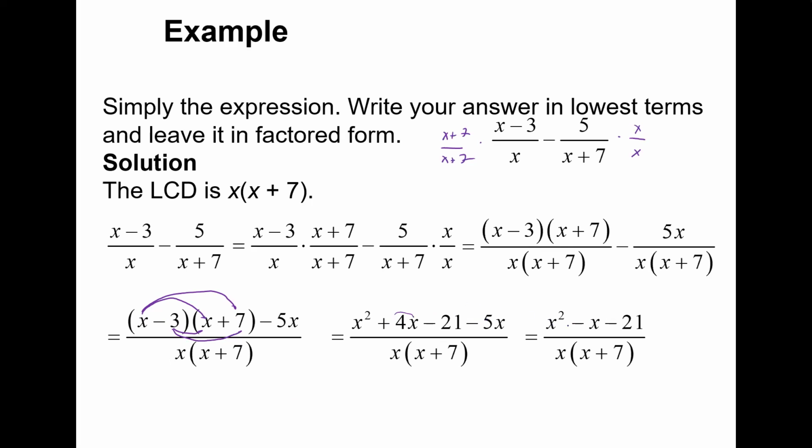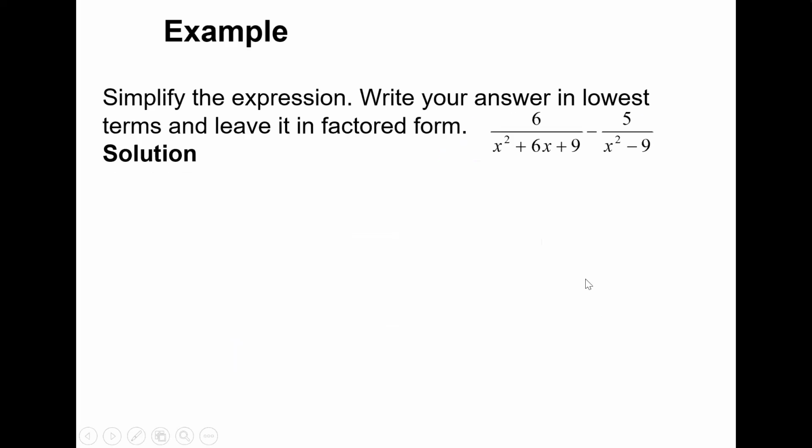Now this, if we could factor it, we would try to factor it, but this one doesn't factor, and so basically we're done at that point. And again, I'm going to leave the denominator in factored form. This can't be factored, and so that kind of shows that we're basically done at that point in time.